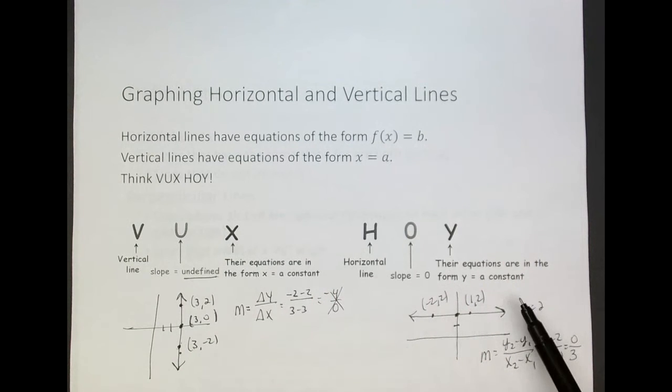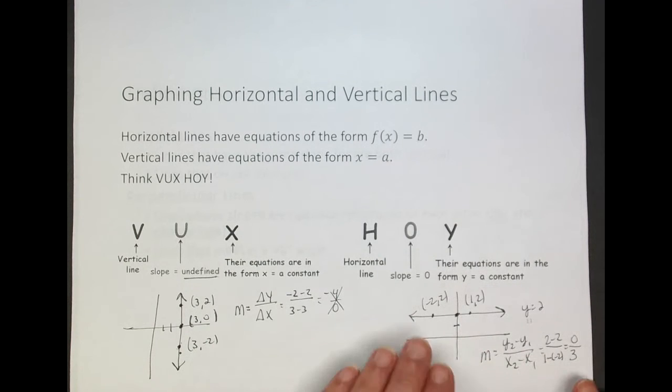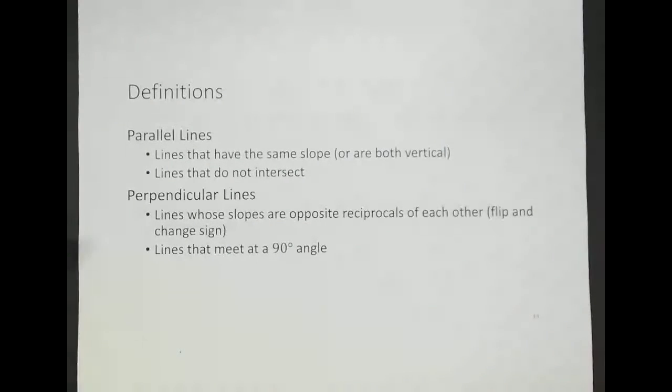And so on any horizontal line, it really doesn't matter what the horizontal line is or which points we're choosing, the difference between the y coordinates is always going to be 0. So we will always be dividing something into 0, and so the slope will always be 0. All right, just a little bit of review on horizontal and vertical lines.